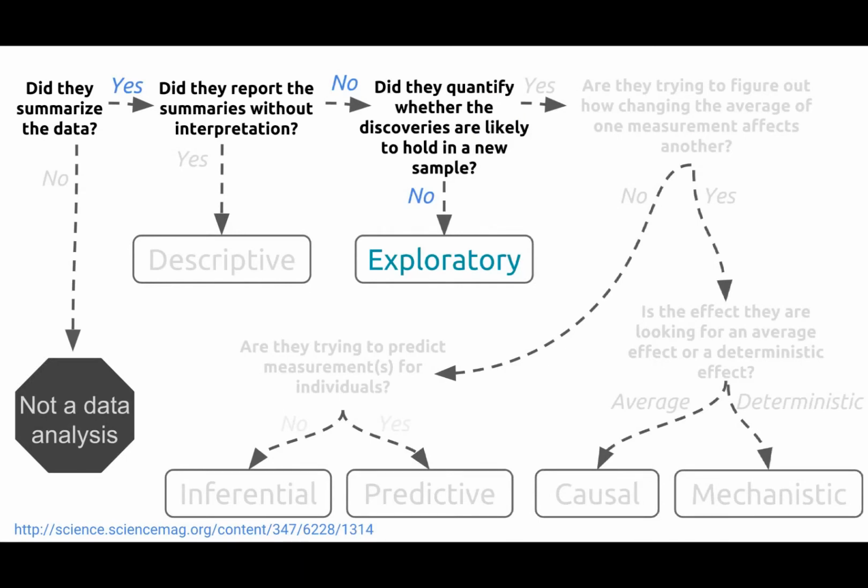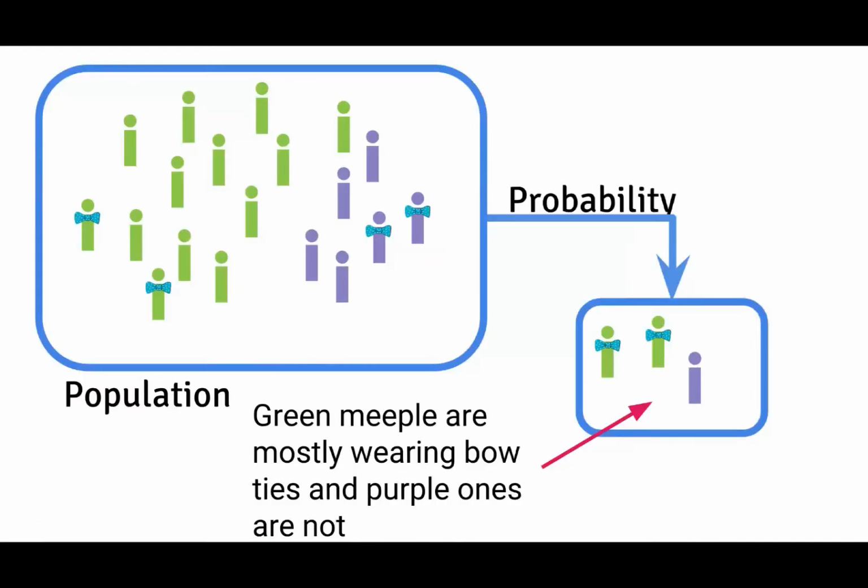The next type of analysis you might look at is an exploratory analysis. So in this case, they reported the data, but they did start to make some interpretation of that data. But they didn't start to quantify whether those relationships will hold in a larger population. They're just saying, we observed this relationship in the data. So the question you ask yourself is, did they quantify whether the discoveries are likely to hold in a new population or a new sample? And if the answer is no, then it's an exploratory analysis.